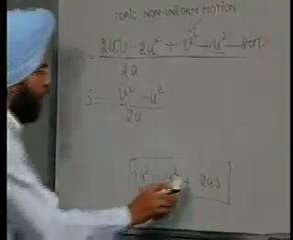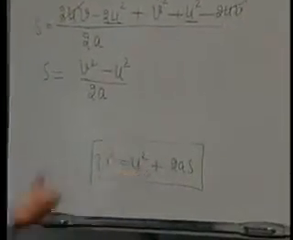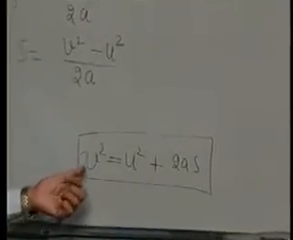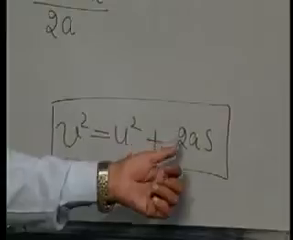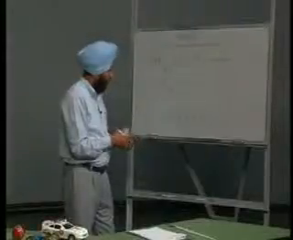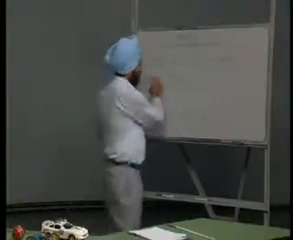So, this is the equation that is independent of t. The variables are final velocity, initial velocity, acceleration a and s. So, this is our third equation for non-uniform motion.